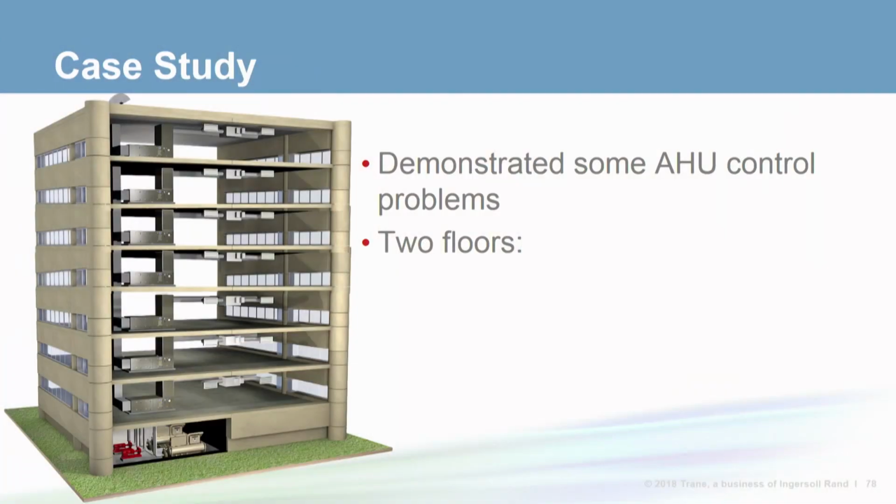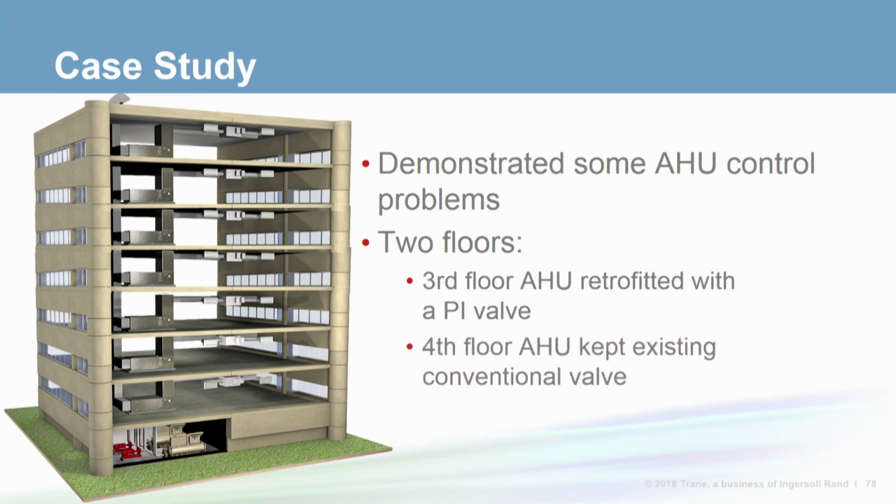So now that we understand what a pressure-independent control valve can do for a building system, let's look at a case study. A high-rise building in Atlanta was identified as a good candidate because it had some existing control problems. Once those problems were identified and resolved, one floor was retrofitted with a pressure-independent control valve and was compared to a floor that had kept the existing conventional control valve.